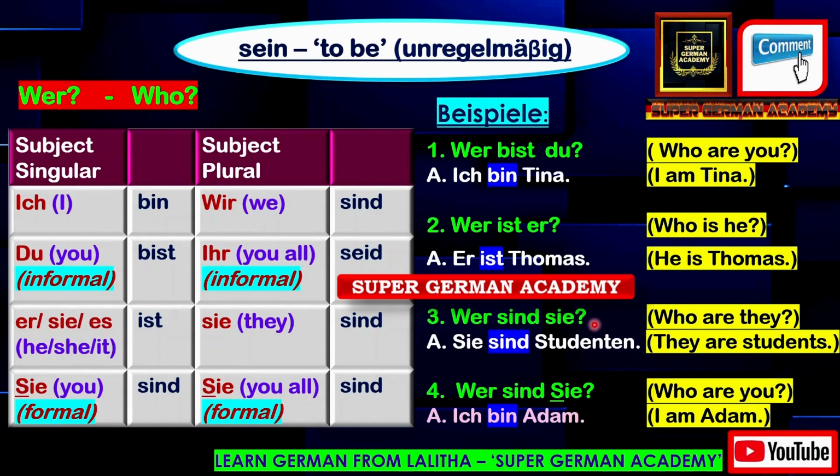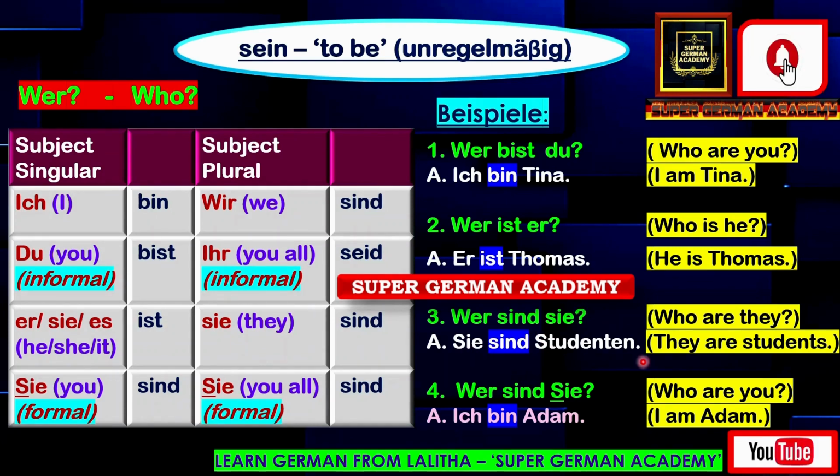The third question, wer sind sie, who are they. Here sie is the form. This is the plural form. If you observe the conjugation also, you can understand that this is the conjugation of plural, that is they. So who are they. See in the table, for sie it is they. So wer sind sie means who are they.